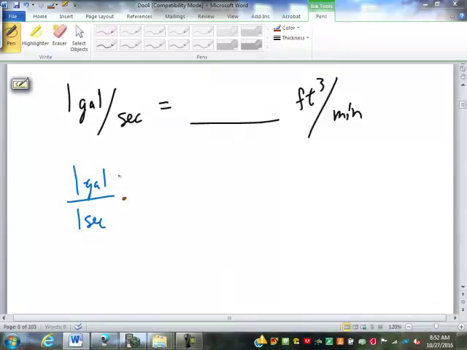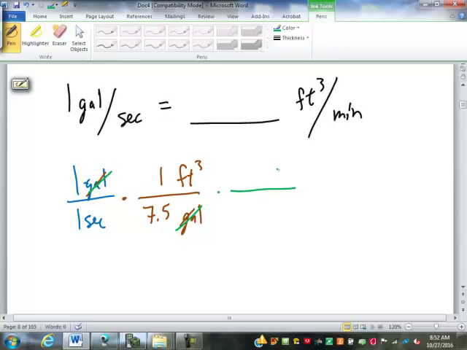So we start out as listing this as 1 gallon over 1 second. Let's change the gallons first. We're changing gallons into cubic feet. 1 cubic foot is, we're going to go 7.5 gallons, make it easy. So it's either 7.48 or 7.5. We'll stick with 7.5. So that gets rid of the gallons.